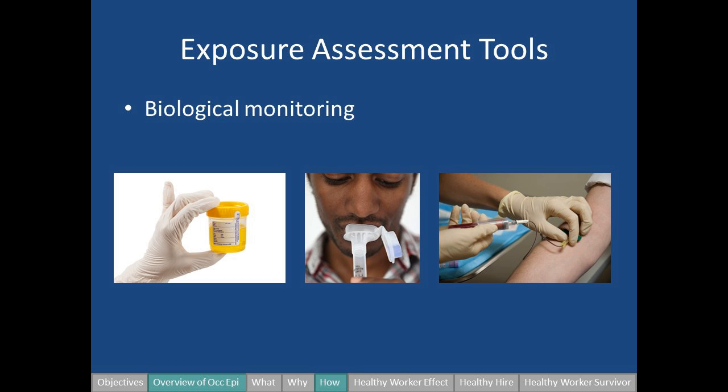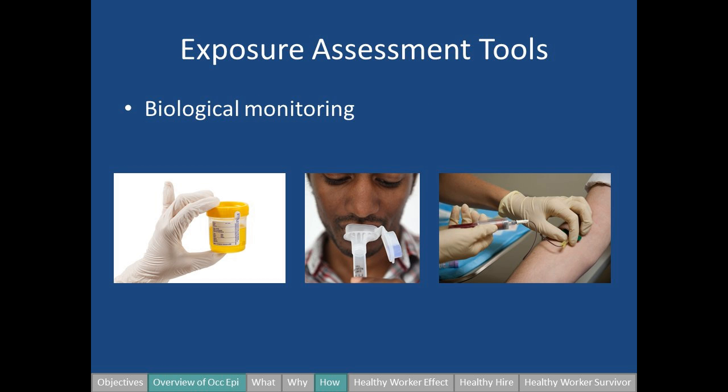There is also biological monitoring as a tool available. Now, this is getting at the dose, what's inside the body. So you can test for solvents. You can do this in the blood, in urine, even in the worker's breath. Metals can be assessed in hair, blood, nails. You can look at various chemicals in hemoglobin or DNA adducts.